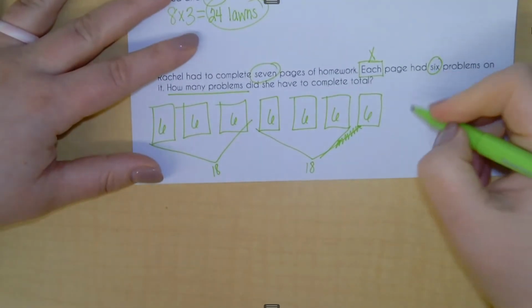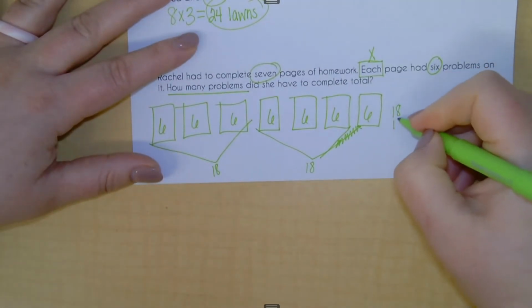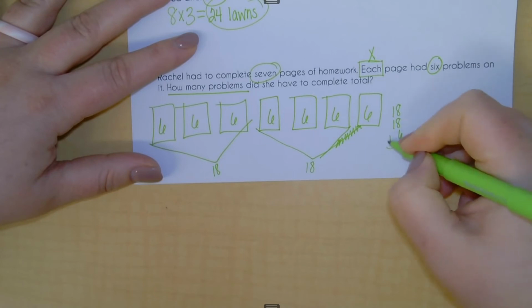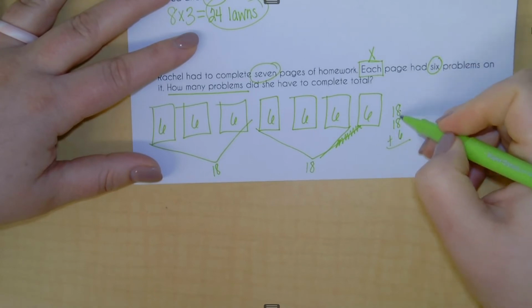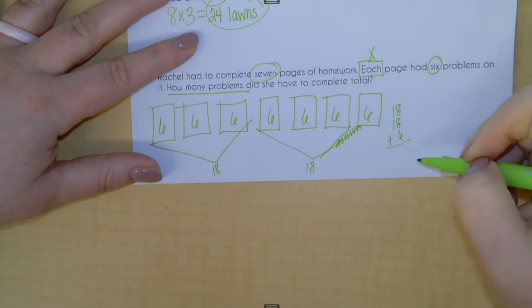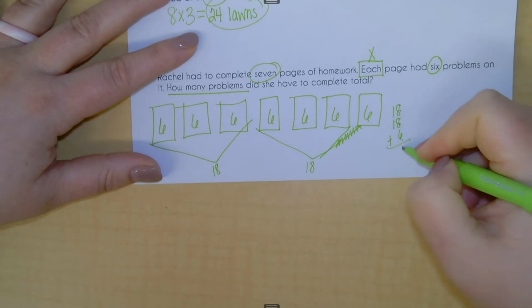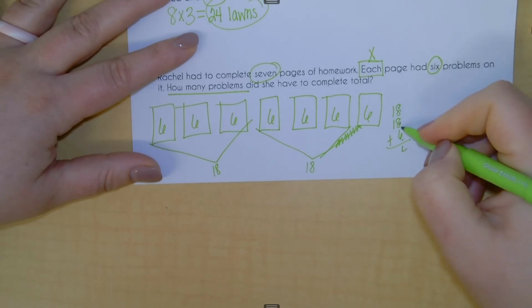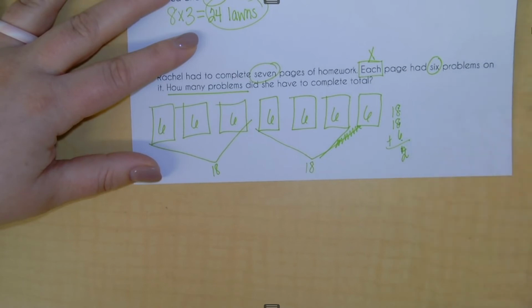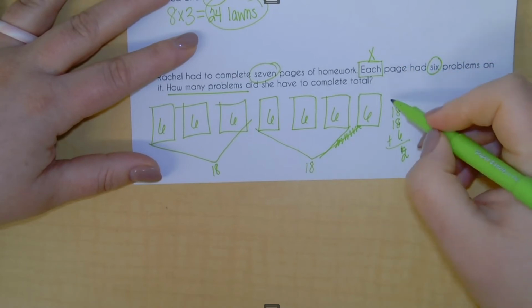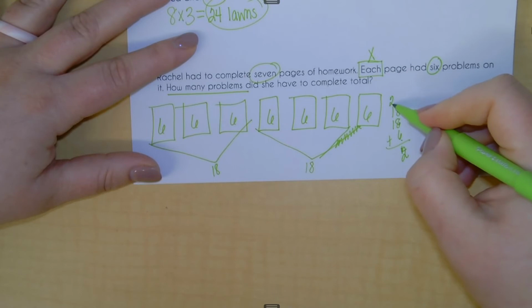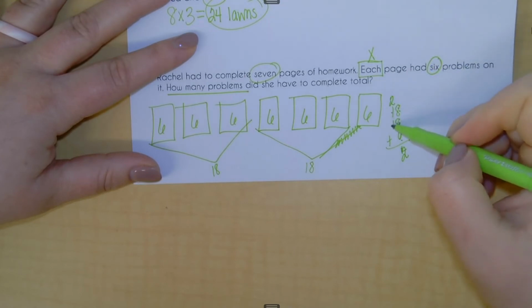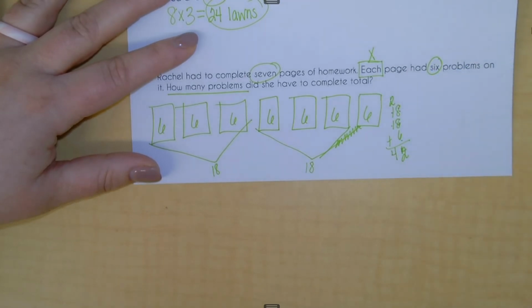So couldn't we say 18 plus 18 plus 6? Which would be 8 and 8 is 16 plus another 6, right? Which is how much? 8, 8, 16, another 6 is 22. And then you have 2, 3, 4, 42.